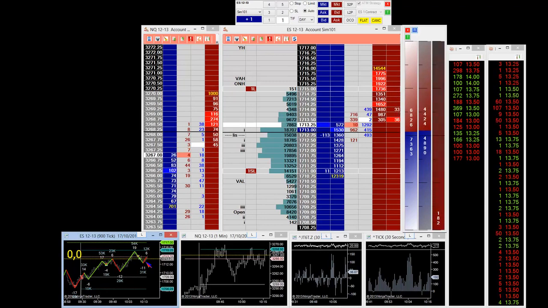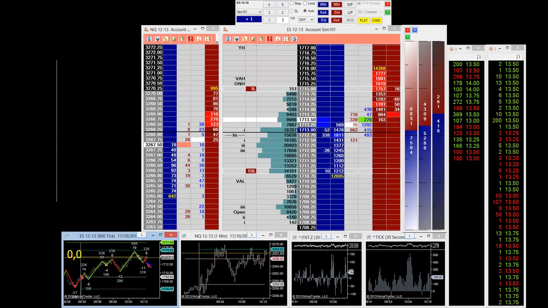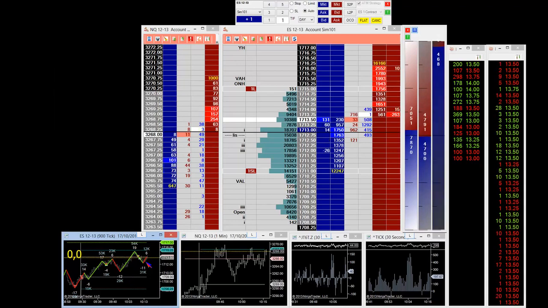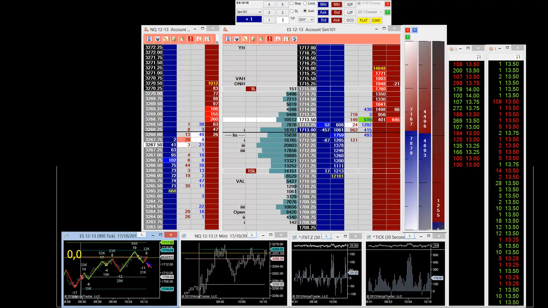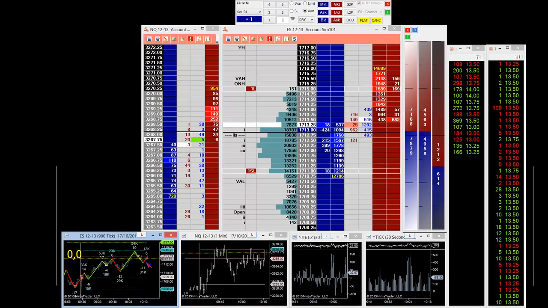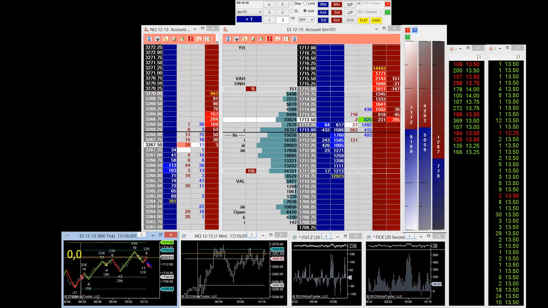Okay, so what we can see now, we entered at 1713. It's gone up to 1714. Couldn't go through 1714. So let's see what happens now. Will it tick back through our price? Is it going to go up to 1714 and see buyers start buying into that? We just saw it move up to 1713.75. Just 3 contracts were bought. If it goes up to 1713.75 again, and we don't see buyers trading into that price, it probably means this trade is going to fail.